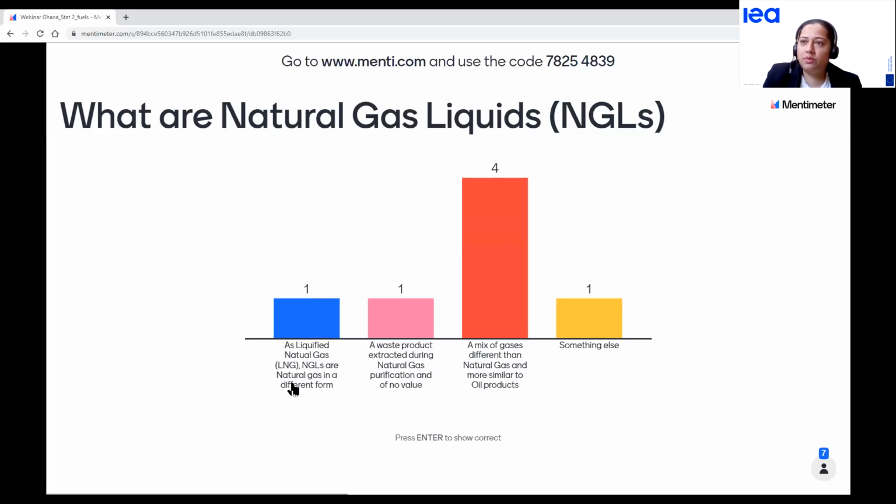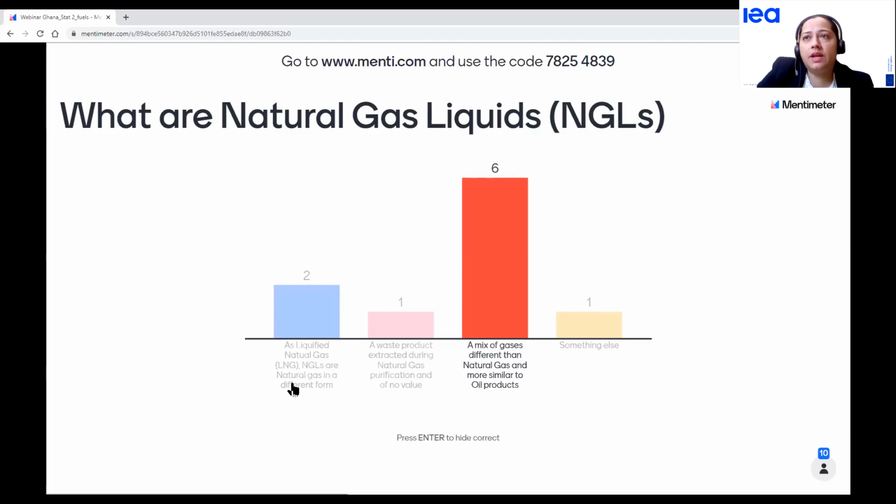So we have more people that think that it's a mix of gases, different than natural gas and similar to oil products. Again, I'll give you some more time to think about it. And let's see the correct answer. Indeed, natural gas liquids, it's a mix of gases. It's different from natural gas and more similar to oil products. And in the IEA questionnaire, in the fuel questionnaires, it's also reported in the oil questionnaire.